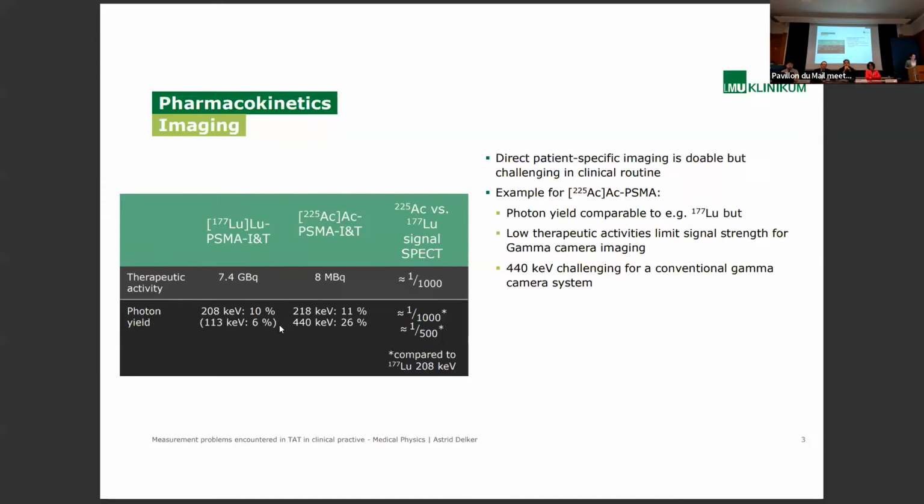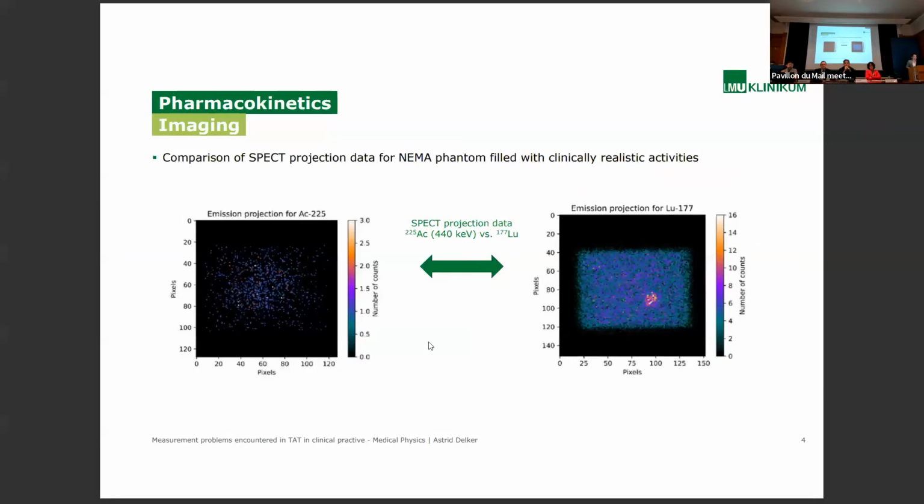And although, in fact, the gamma emission probabilities are comparable between lutetium and actinium, due to the low therapeutic activity for actinium, we have a very low signal that we can use for gamma camera imaging. Further, the upper photo peak of actinium-225 is at 440 keV, and this is out of the range of conventional gamma camera imaging. So here we have to reconsider the reconstruction algorithms that we are currently using.